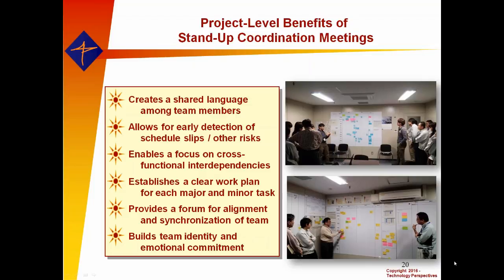Without reading all of the bullets to you, clearly the feedback is a critical part of this. Early detection of schedule slips, risks and issues, clear work plan for each task that's coming up, alignment and synchronization of all the functions so everyone knows what everyone else is doing and can synchronize their work, their needs and feeds with others. And the bottom one is probably the most important. Builds team identity and emotional commitment. Teams getting together 2, 3 times a week, focusing on issues and problems, talking with each other.